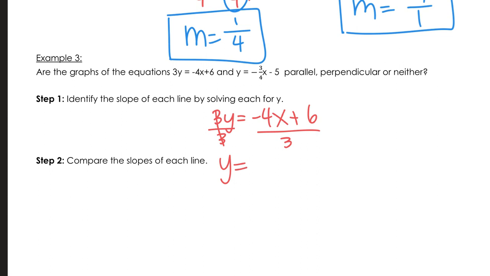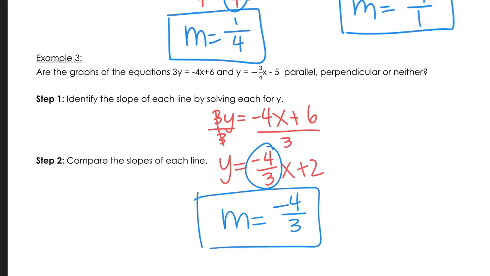Leaving me with y equals, that's what I wanted, negative 4 divided by 3 gives us a decimal, so we're going to hit math, enter, enter, and it's negative 4 over 3. Don't forget the x. And 6 divided by 3 is 2. Now that we have it in y equals, I can see my slope is negative 4 over 3.